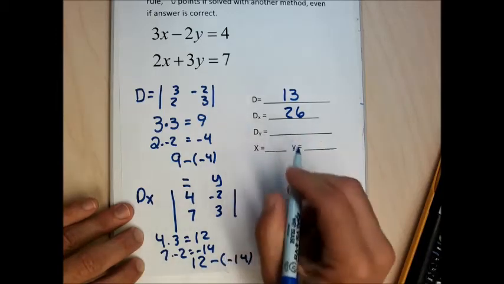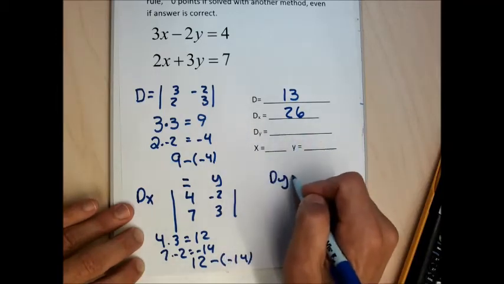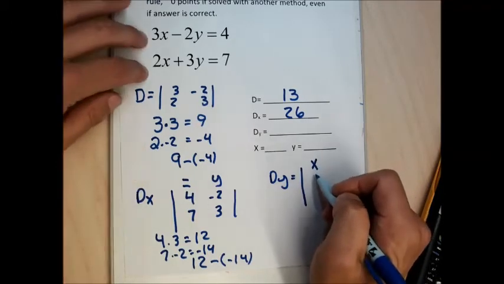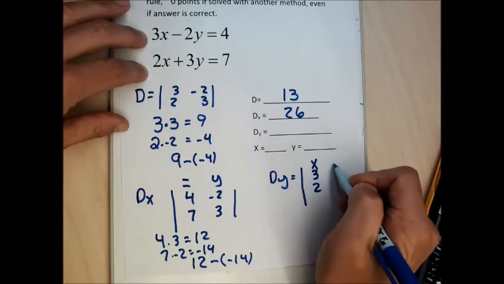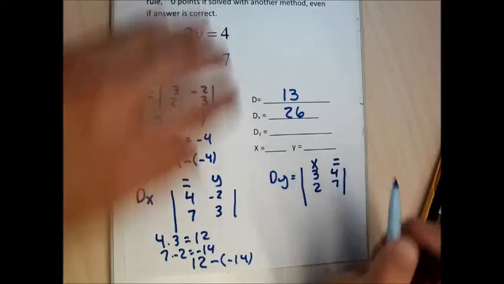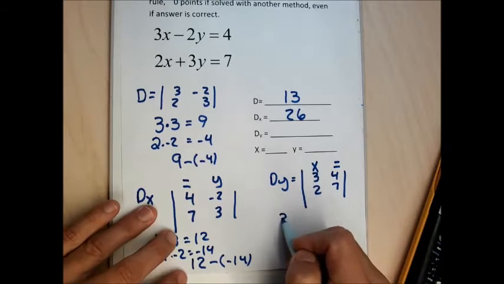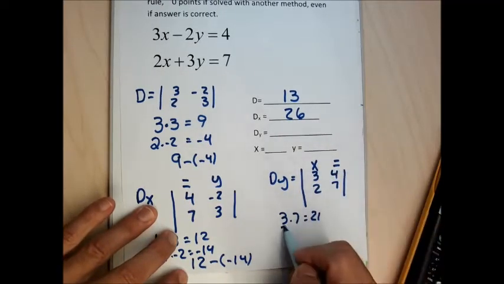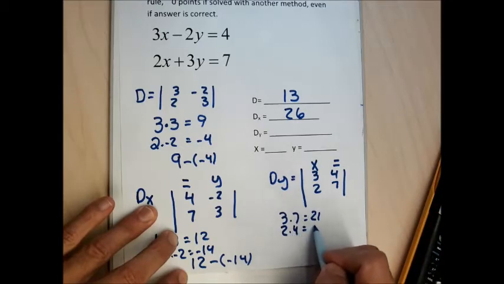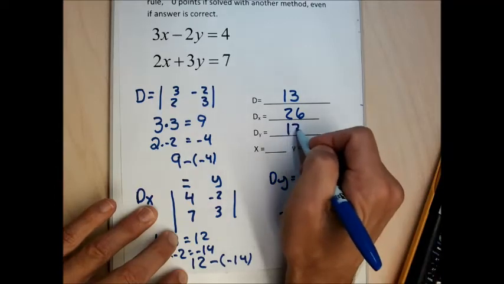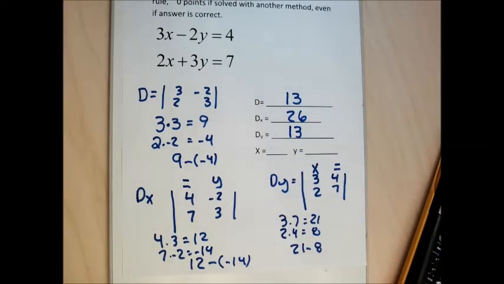The last determinant I need is the D sub y. And the D sub y starts off with the numbers in front of the x's, which are 3 and 2. And then the numbers to the right of the equal column, which are 4 and 7. I cross multiply down and get 3 times 7. I cross multiply up and get 2 times 4. And then I subtract those numbers. And 21 minus 8 is going to be 13. I've calculated the 3 determinants.